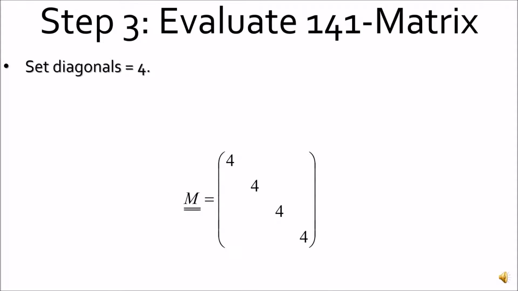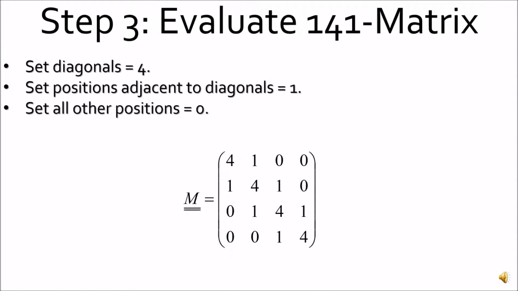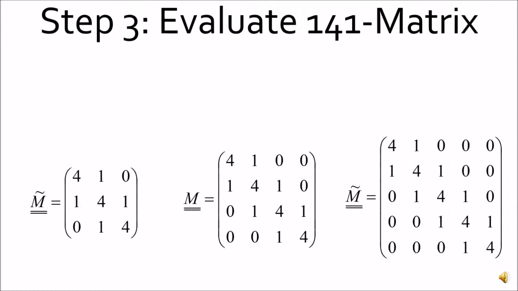And as I said before, the diagonals within the matrix are set equal to 4. Positions adjacent to the diagonals are all set equal to 1. And all the other positions are set equal to 0. And depending on the number of data points you have, your matrix may be smaller or almost certainly will be larger.